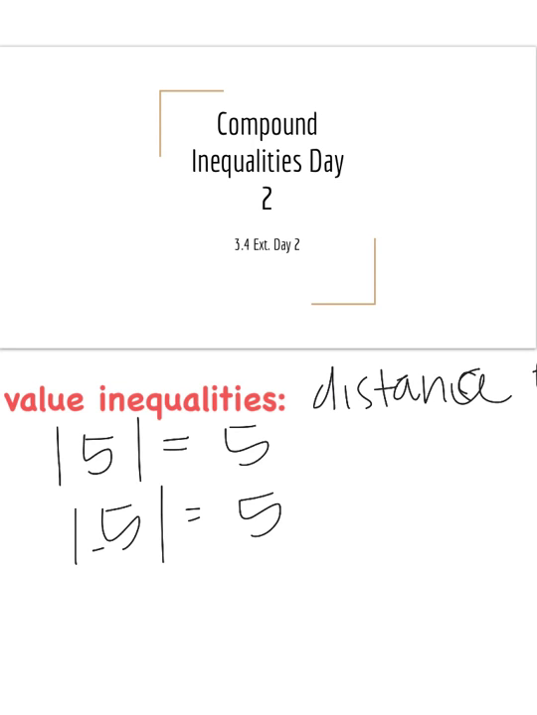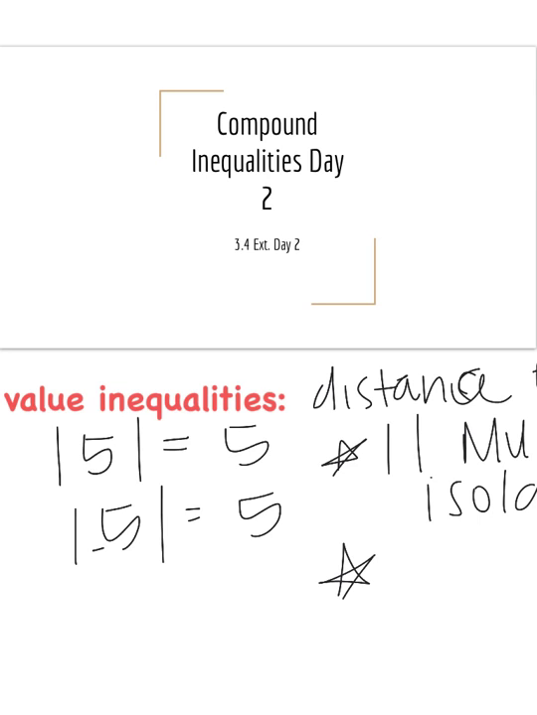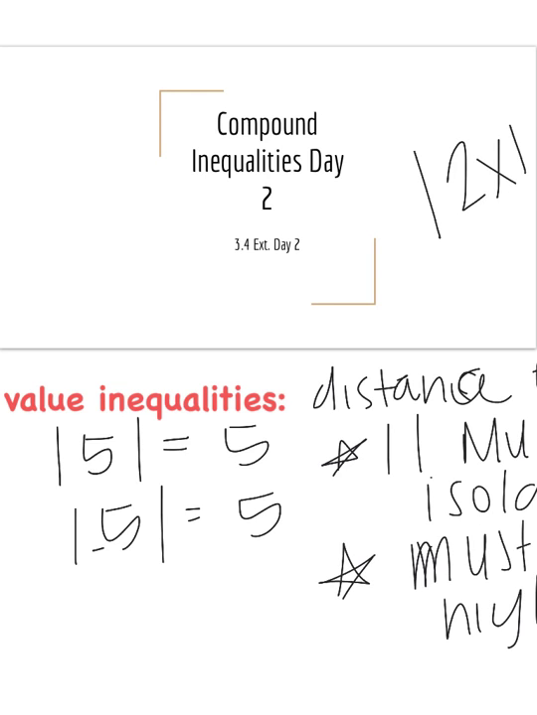So some key parts are that the absolute value symbol must be isolated, and the number that's on the opposite side of the absolute value must be greater than 0. It must be 0 or higher. So for example, one that you might see is the absolute value of 2x plus 5 is greater than or equal to 6. And this number right here is the one that has to be greater than or equal to 0.